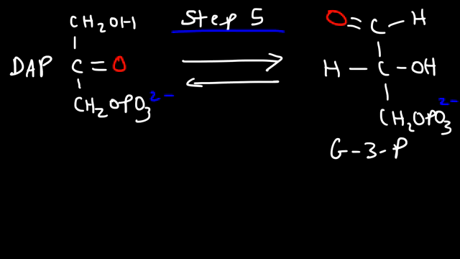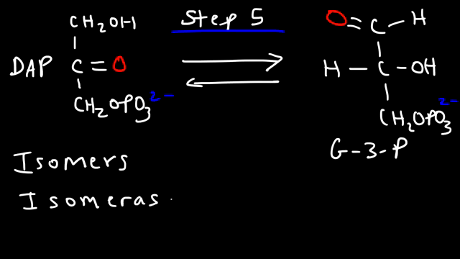Notice that they both have 3 carbons, 5 hydrogen atoms, 6 oxygen atoms, and a phosphorus atom. So because they have the same number of atoms but a different structure, these 2 species are known as isomers. So this is a rearrangement reaction. And what type of enzyme catalyzes a rearrangement reaction? If you recall, it's an isomerase enzyme.